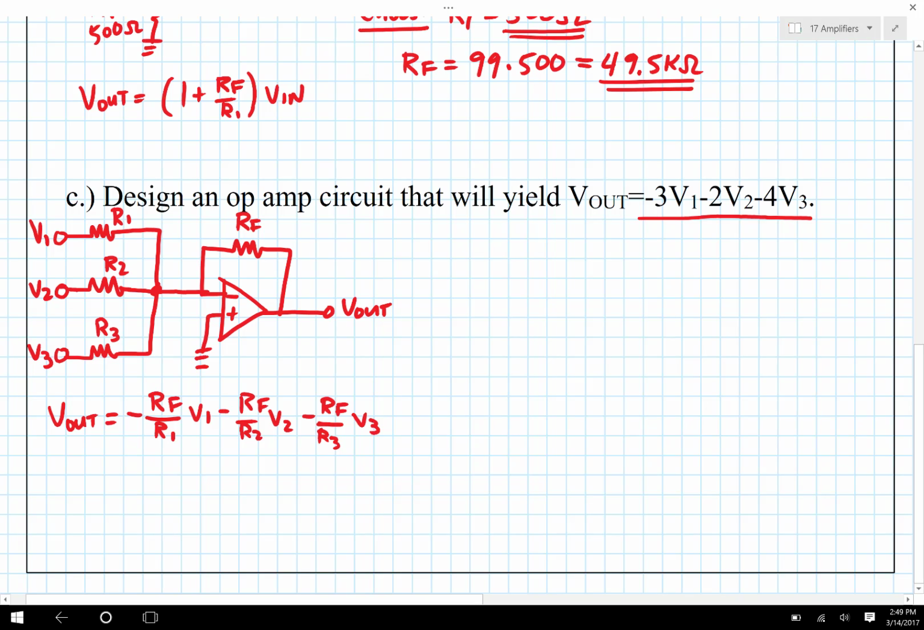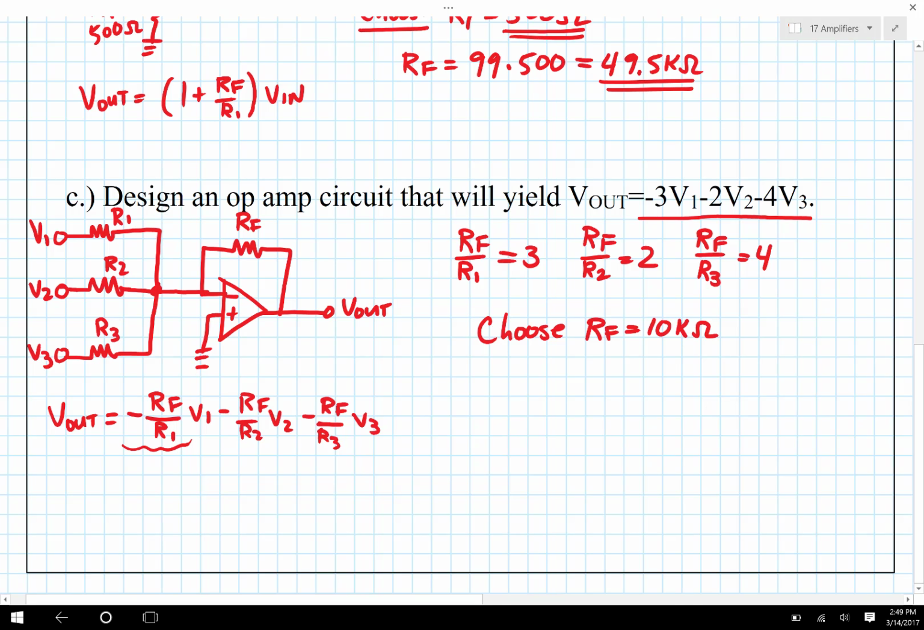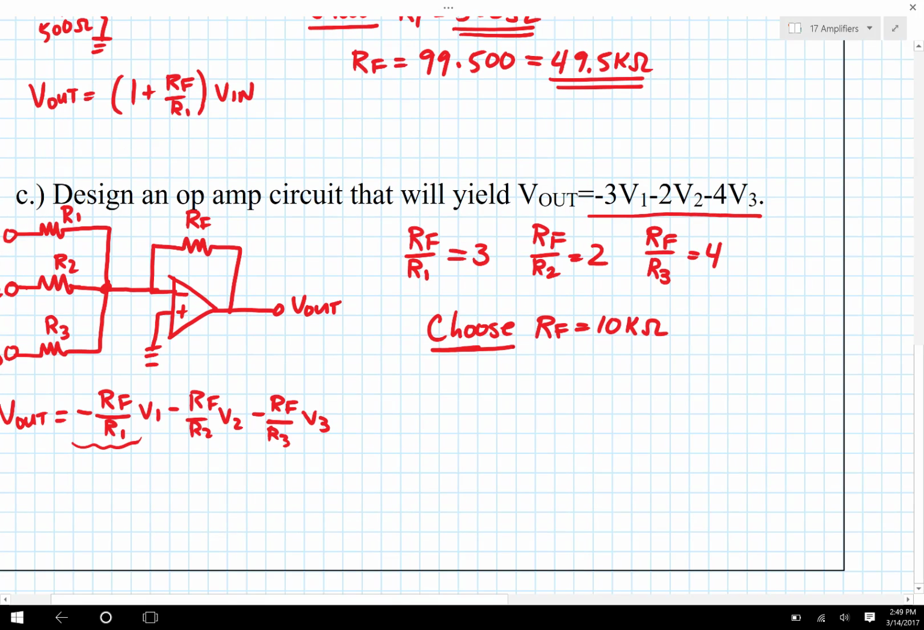And so therefore I can see that RF over R1, that's this expression right here. The negative signs are already taken care of, so that means that that must be equal to 3. And RF over R2, that must be equal to 2. And RF over R3, that must be equal to 4. I'll go ahead and choose RF to be 10 kiloohms. So again, I'm choosing that value.